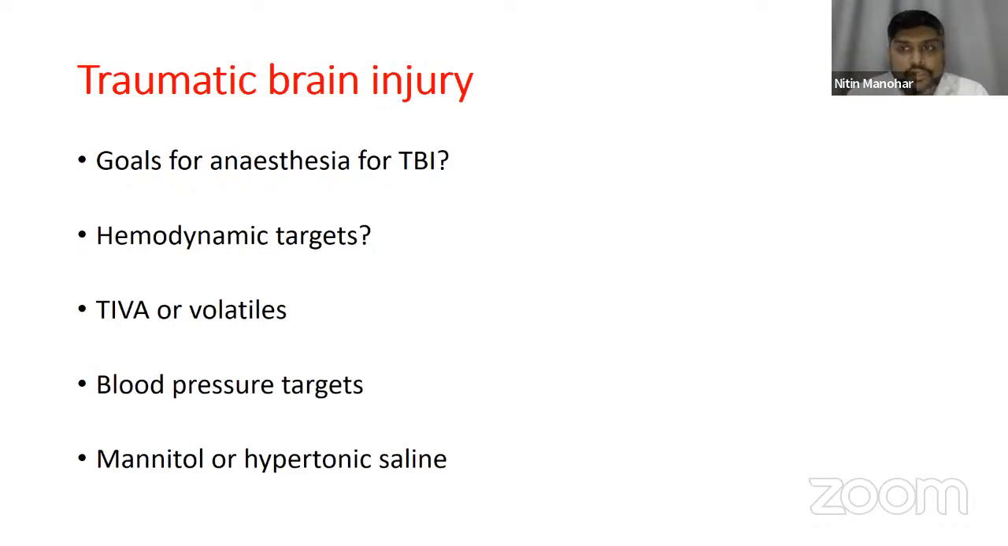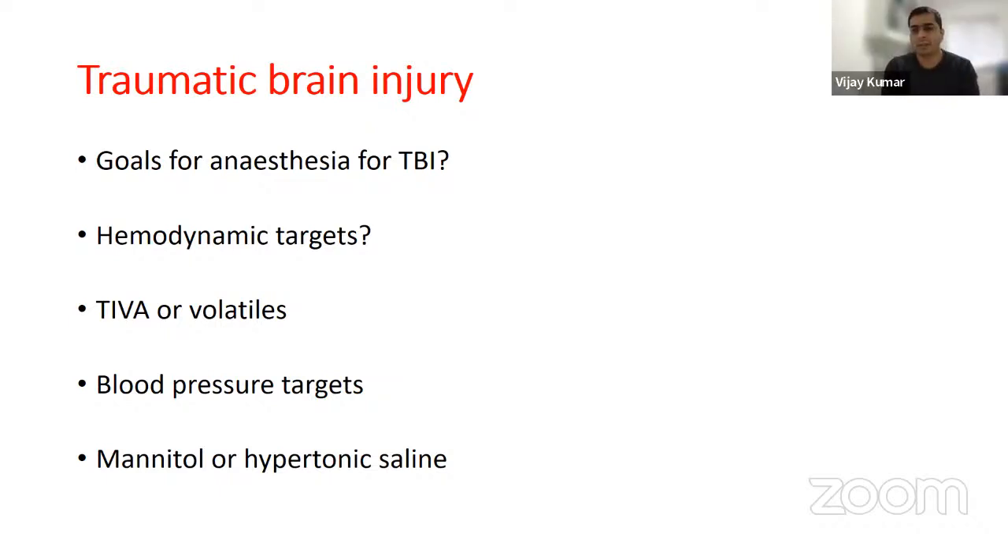So, Dr. Vijay, do you do trauma cases in your unit, traumatic brain injury? Just summarize what are your goals when you do anesthesia for a patient who comes with a traumatic brain injury. What are your hemodynamic targets? How do you do your anesthesia? And the basic cocktail for doing a good anesthetic for a traumatic brain injury.